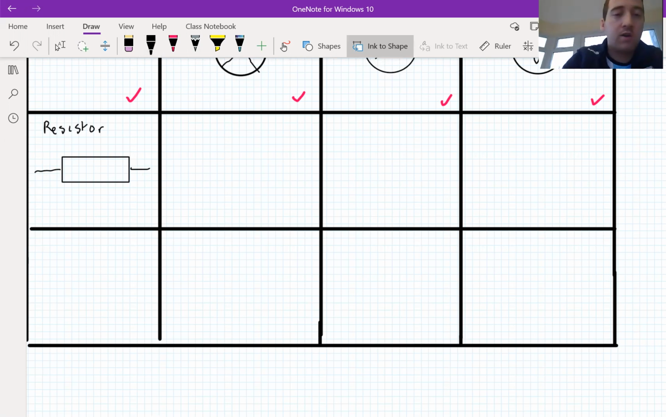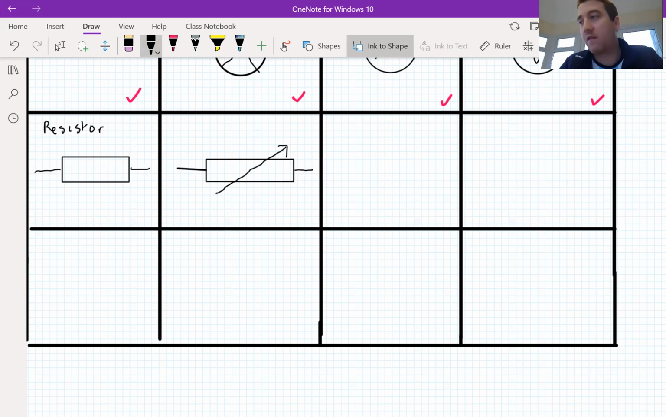The next one I'm drawing is very similar to the resistor. It's a wire connected to a rectangle and then connected to a wire again. But this one has a diagonal line, or a diagonal arrow, starting on the left and going up towards the right. So bottom left corner up to the top right corner, passing through the rectangle. This is a variable resistor.